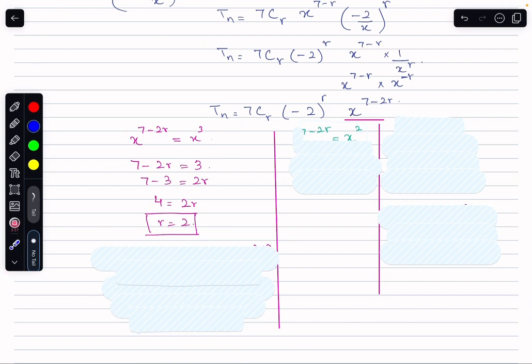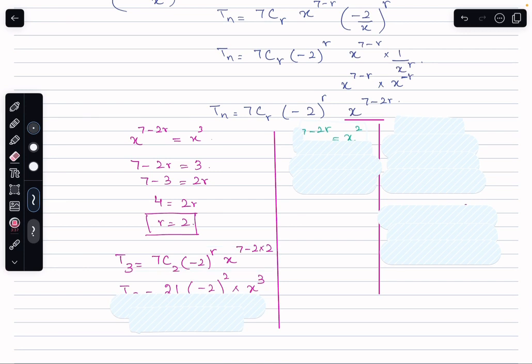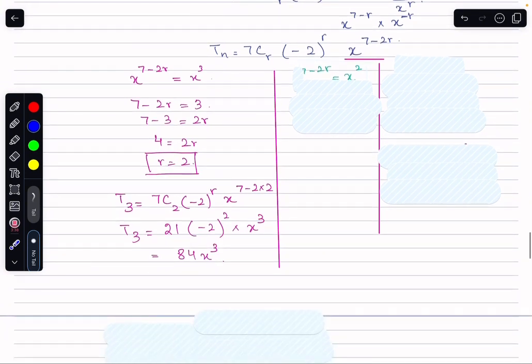So with r as 2, we know it has to be the third term. So this needs to be the third term, T3, which shall be equal to 7C, the restriction 2, into negative 2 to the power 2. I can substitute this r with 2, and x to the power 7 minus 2 times 2. So 7C2 is 21 times negative 2 to the power 2 into x to the power 3, or I can say that the third term here shall be 84x cube here.